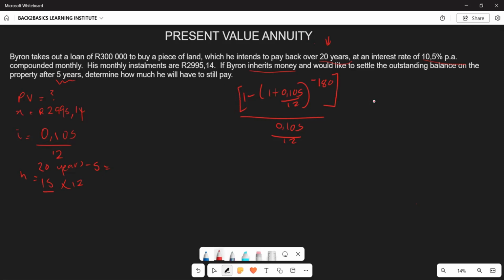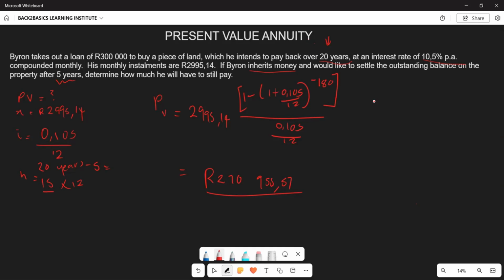Now our PV is going to be equal to 2,995.14 multiplied by that expression. Because we are looking for the present value, we are simply going to plug this into our calculator, and this is going to be the same as 270,955.57.